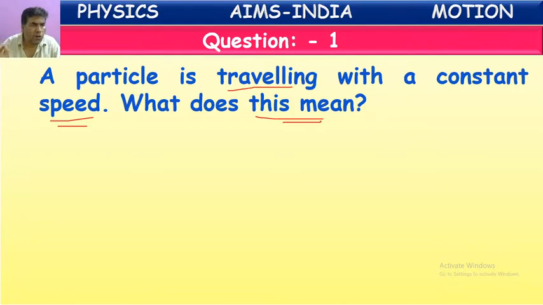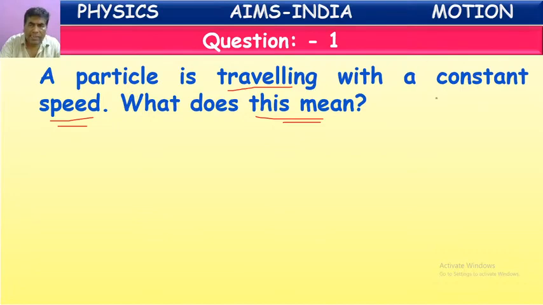Each question carries 4 marks. Negative mark of -1 will be there. If you write the correct answer, you will get 4 marks. If you write a wrong answer, you will get -1 mark. So that's why check out the question carefully.